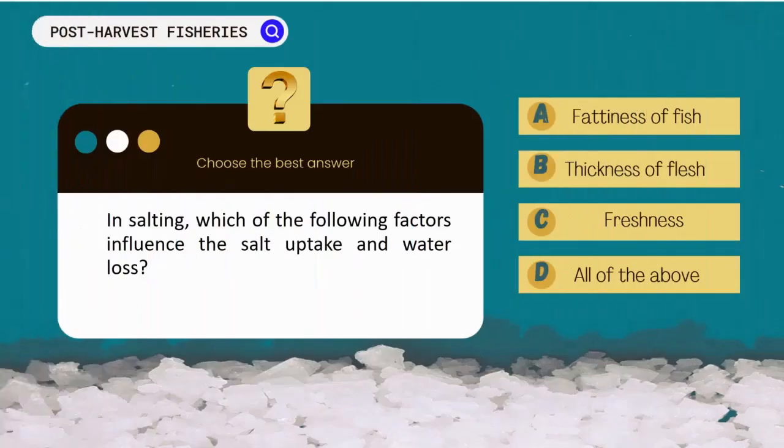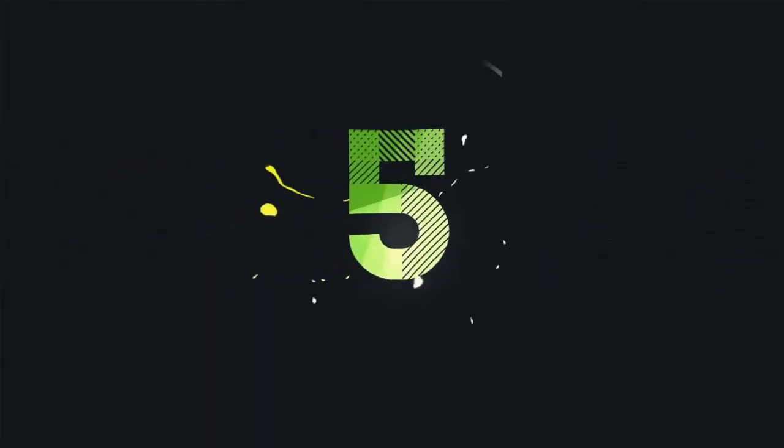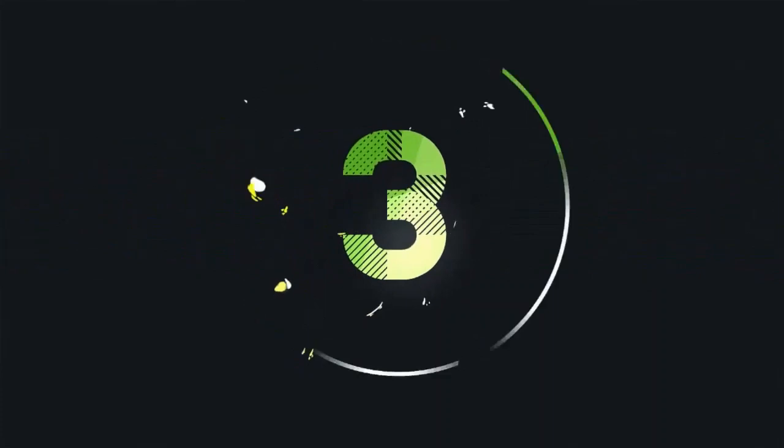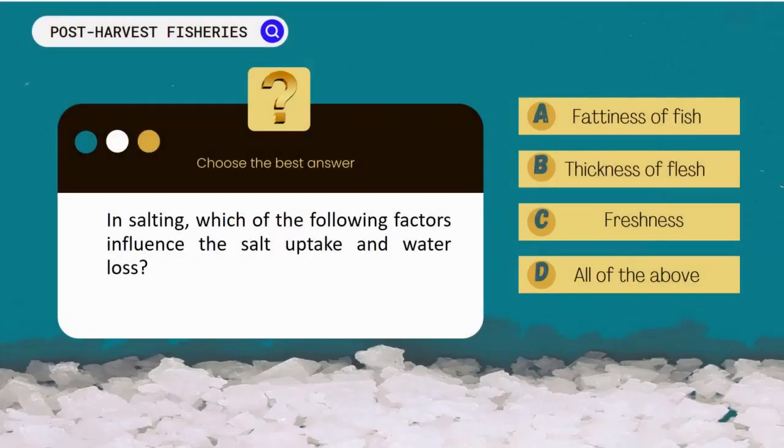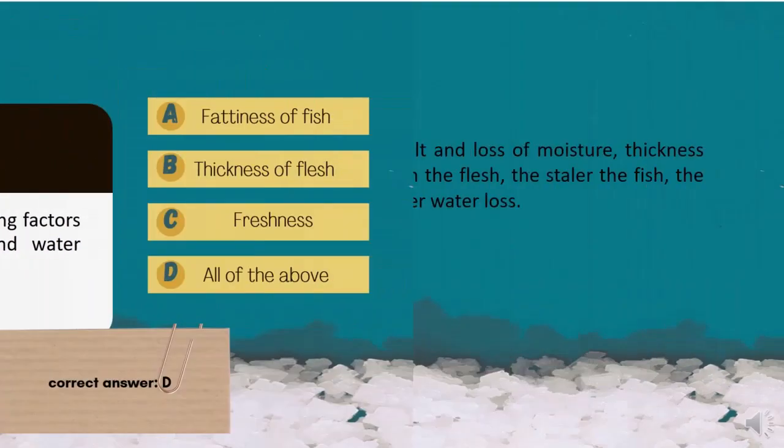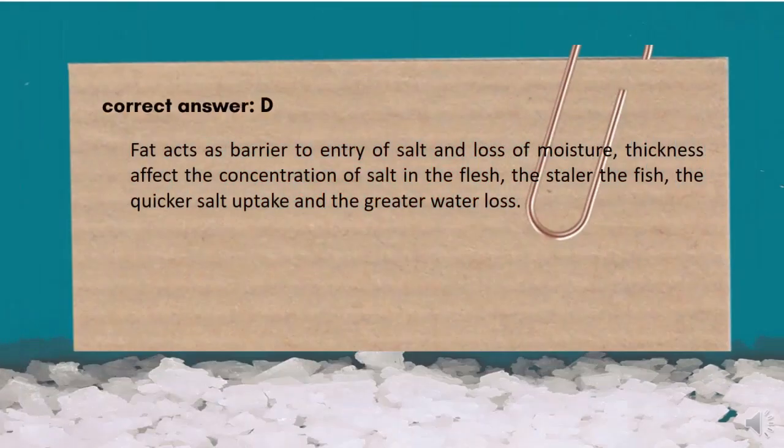In salting, which of the following factors influence salt uptake and water loss? A. Fattiness of fish. B. Thickness of flesh. C. Freshness. D. All of the above. The correct answer is D. Fat acts as a barrier to entry of salt and loss of moisture. Thickness affects the concentration of salt in the flesh. The staler the fish, the quicker salt uptake, and the greater water loss.